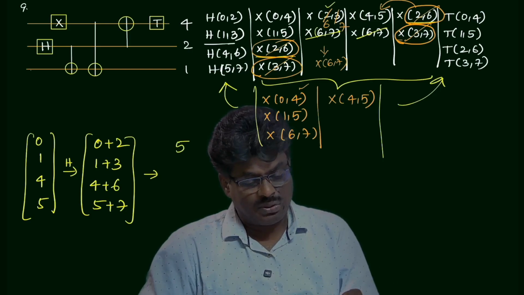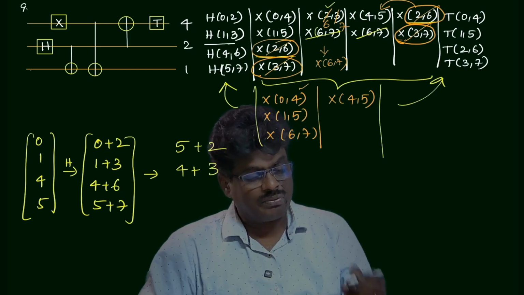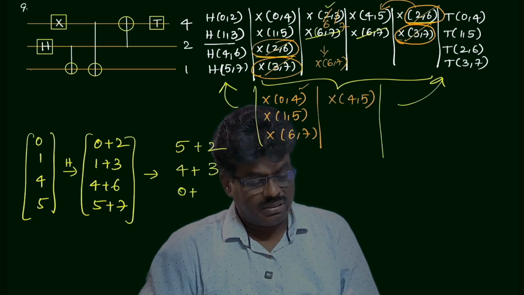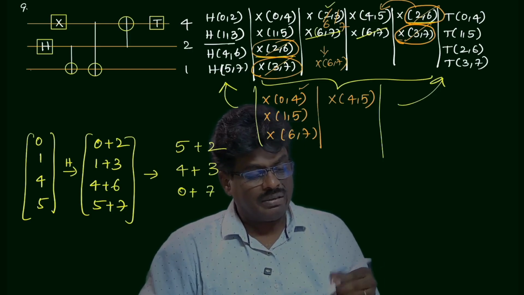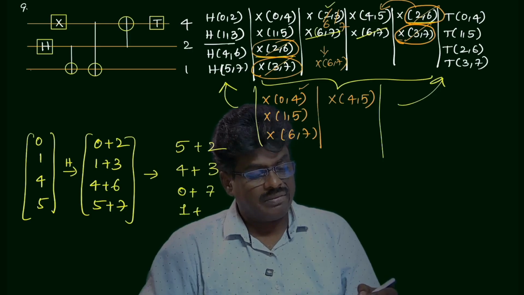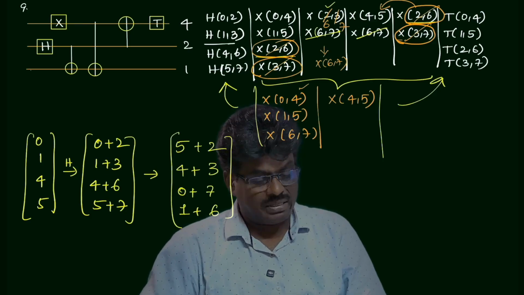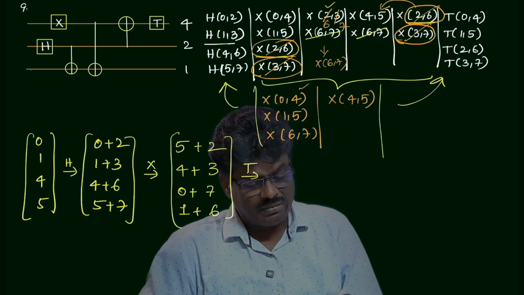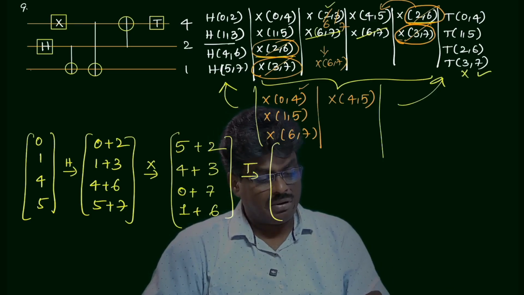Next 2, there is no 2, no change. 1, 1 to 5, 5 to 4. 3, no change. 4, 4 to 0. 6, 6 to 7. Next 5, 5 to 1. 7, 7 to 6. That's it. And after that T operations. Okay, so off on 5 on.